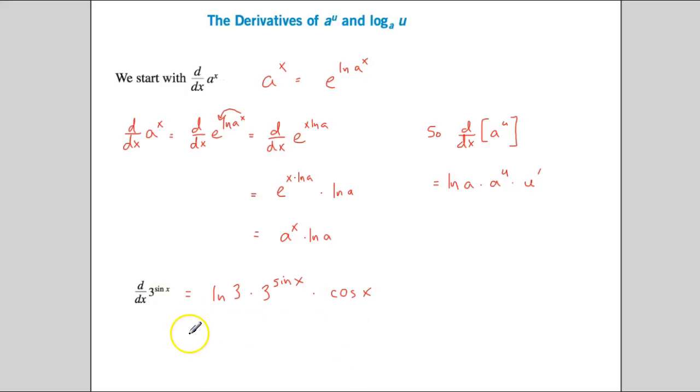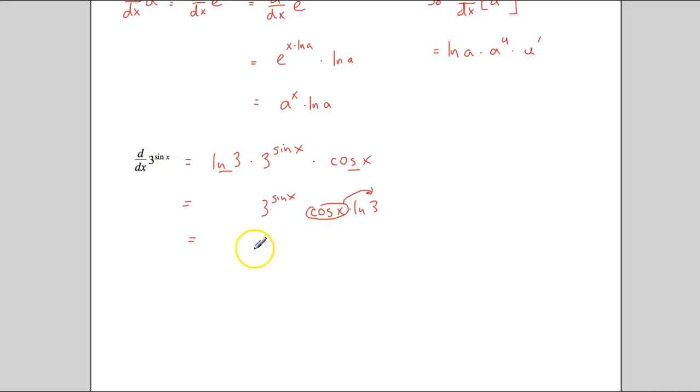Now, this is something that I like to do with this. I'm going to group this and this together and leave that, so 3 to the sine x power. But I'm going to put the natural log of 3 and the cosine together. So I'm going to write it this way initially, cosine x, natural log of 3. But remember that property of logarithms. If I have something being multiplied by a logarithm, I can take that thing and put it up on top of the input as a power. So this is the way I like to write these. But it's just my preference. You don't have to write it this way in your homework.